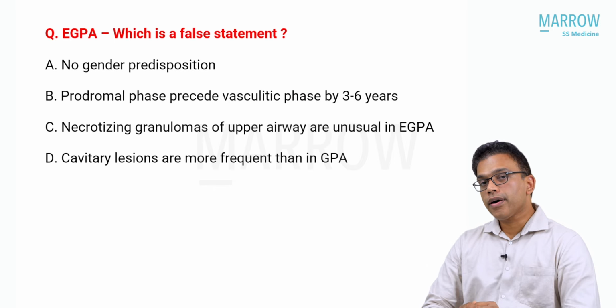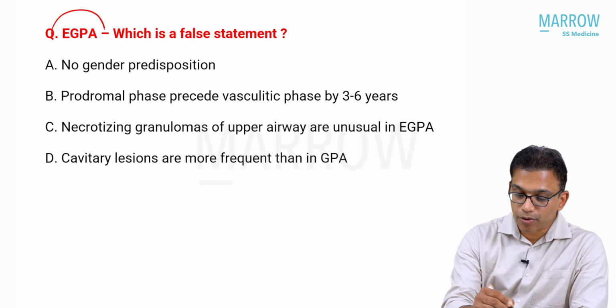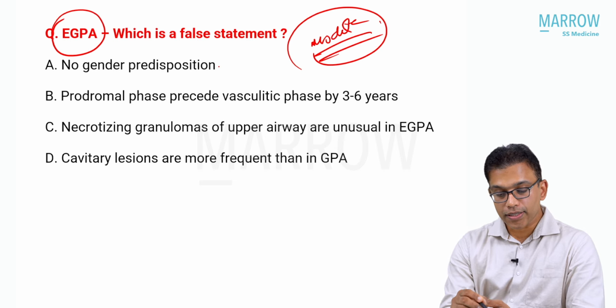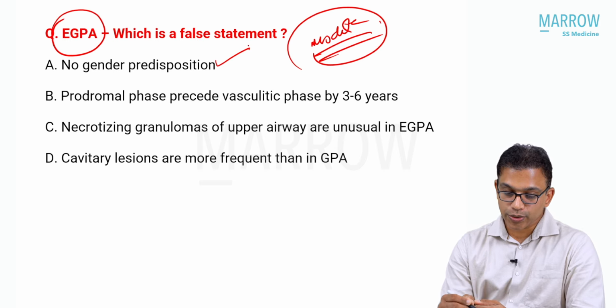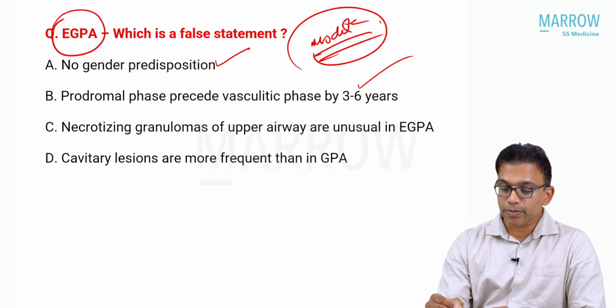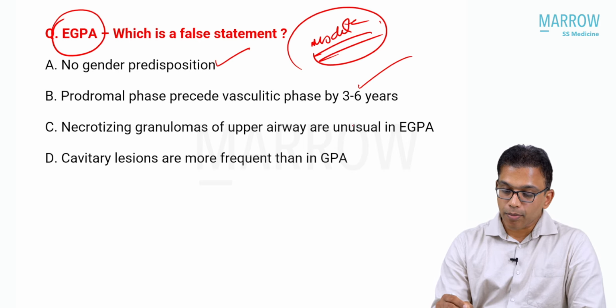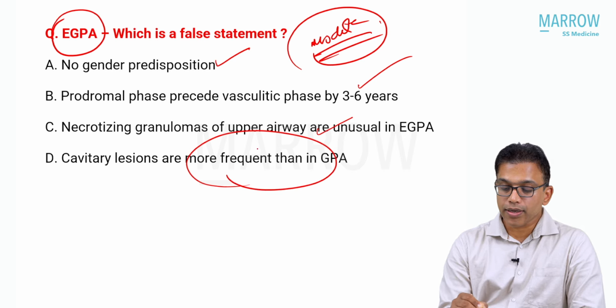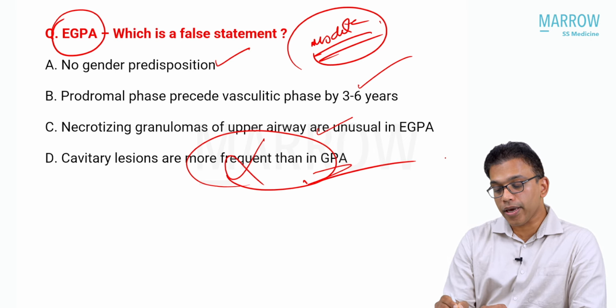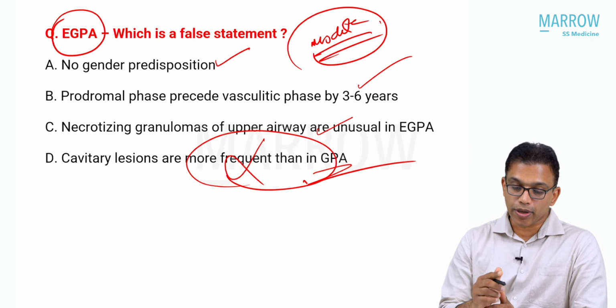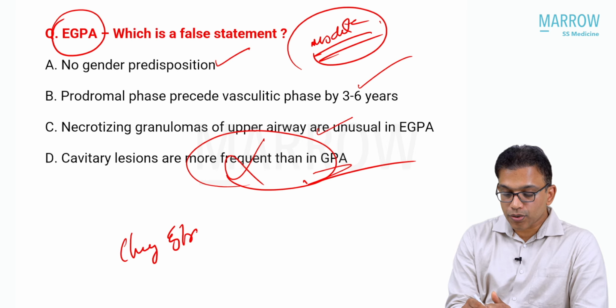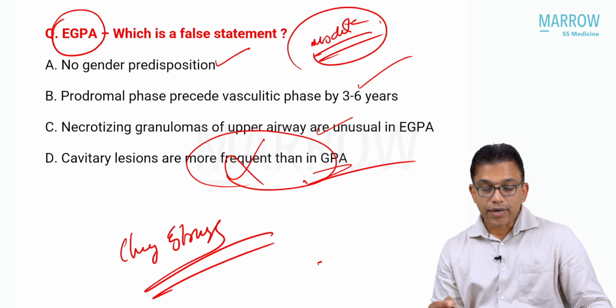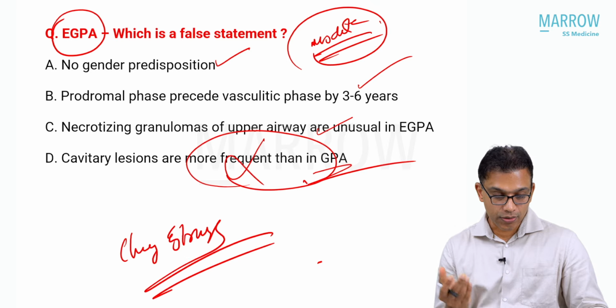This is another statement question which is based on eosinophilic granulomatosis with polyangiitis. This we have discussed in the module on eosinophilic lung disease. There is a module on that. No gender predisposition. It's a disease which does not have any gender predisposition. That is a true statement. Prodromal phase precedes the vasculitic phase by 3 to 6 years. That is correct. Necrotizing granuloma of the upper airway are unusual in EGPA. Cavitatory lesions are more frequent in EGPA. Actually, it is more frequent in GPA. It is less frequent in eosinophilic granulomatosis with polyangiitis. So previously it was known as the Churg-Strauss syndrome. Cavitatory lesions are more common in Wegener's than in Churg-Strauss.